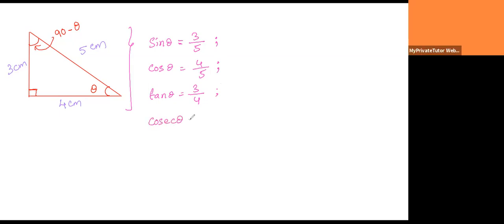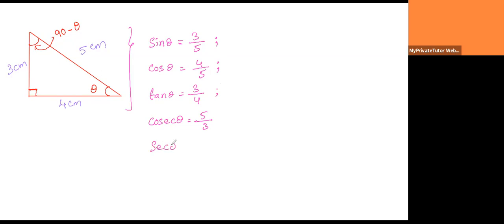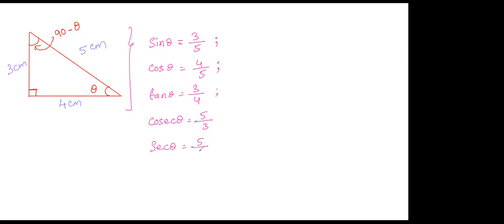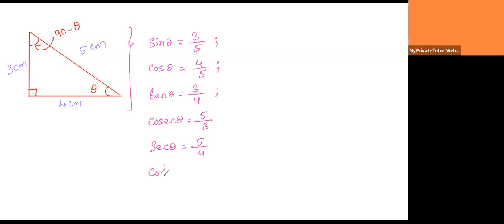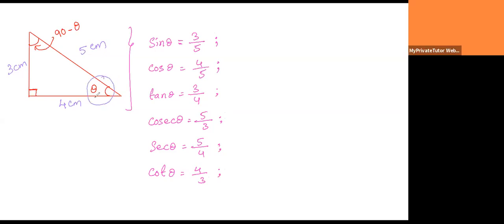So yes, cosecant is going to be the reciprocal of sine, 5/3. Secant theta is going to be the reciprocal of cos, 5/4. And finally, cot theta is going to be the reciprocal of tan. I hope everyone agrees to these values. So we assumed theta as an angle and found all these ratios. What if 90 minus theta is the angle?